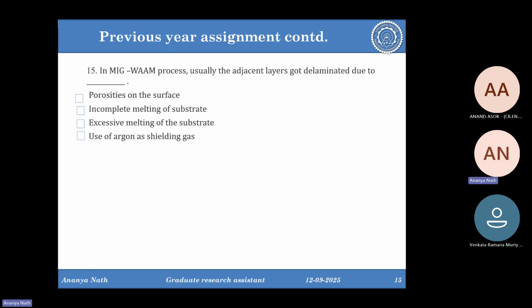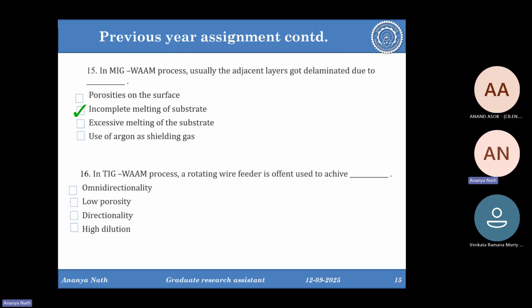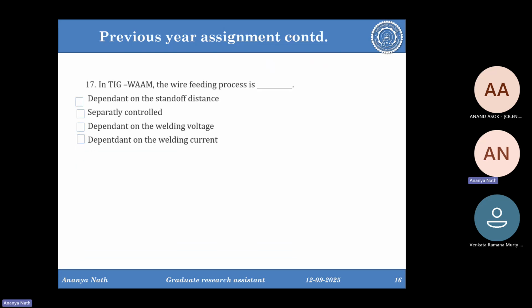In MIG-WAM process, usually the adjacent layers get delaminated due to incomplete melting of the substrate. In TIG-WAM, the wire feeder is rotated because of omnidirectionality. I'm going fast because today I'm in the middle of a conference. I have come for a conference to present my paper. So that's why I'm going a little bit fast today. And also these questions have already been discussed earlier. So in TIG-WAM, the wire feeding is separately controlled because my electrode is not consumable.